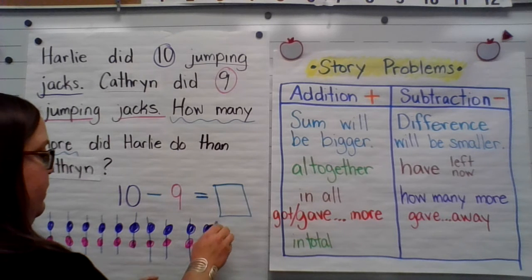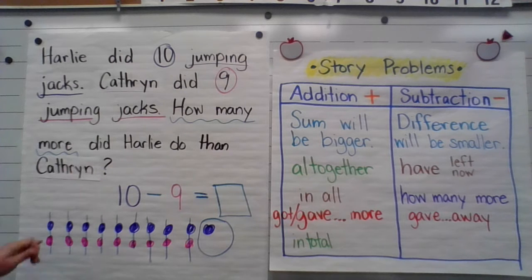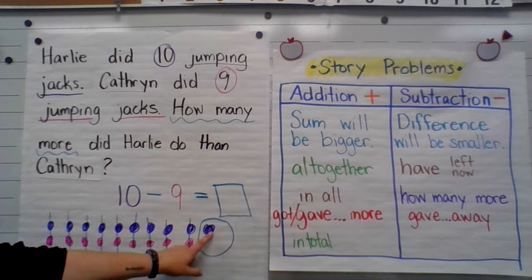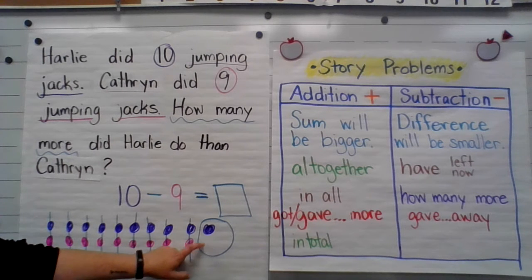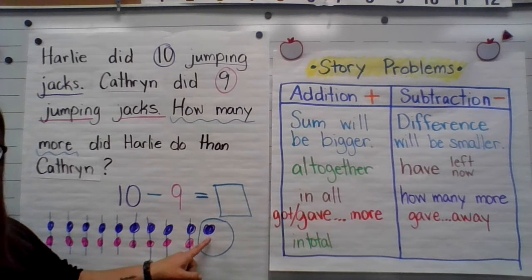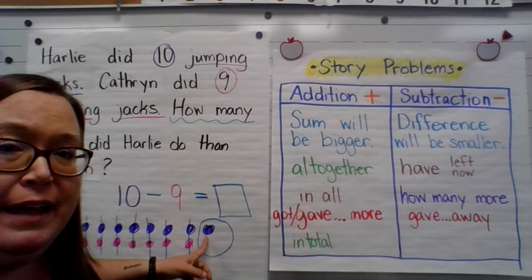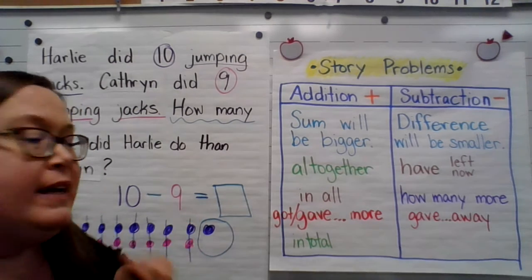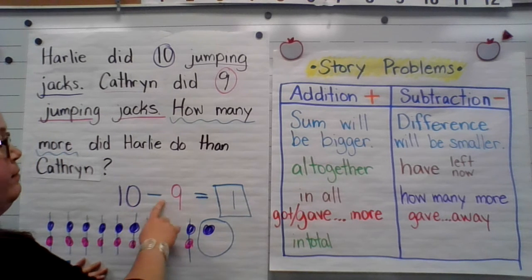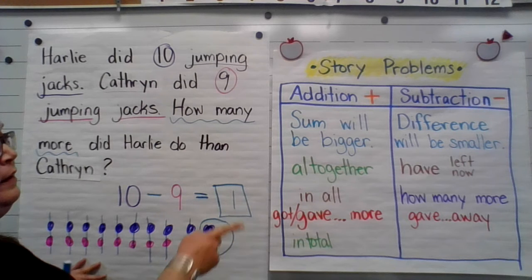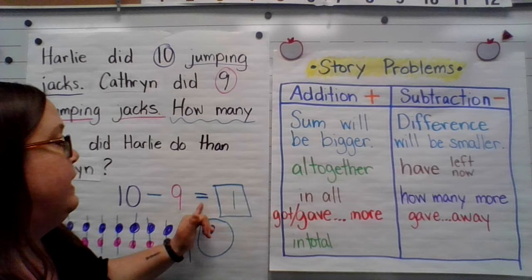So, what's not the same, that's how many more Harley did than Catherine. That's how many more. That's our difference. So how many more did Harley do than Catherine? 1. That's our difference. That's our answer. 10 minus 9 equals 1. That is the difference. 10 minus 9 equals 1.